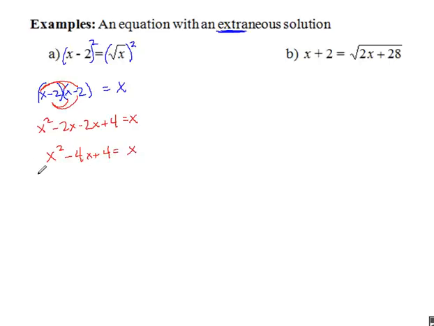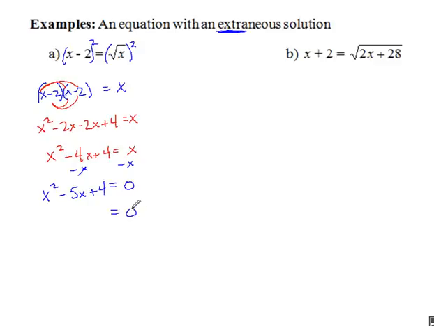So in order to solve a quadratic equation, we looked at all last unit, we have multiple options here. We could get one side equal to 0 and use the zero product property. So we could subtract x from both sides. We get x squared minus 5x, right? So we have negative 4x minus 1x. So we get negative 5x and plus 4.